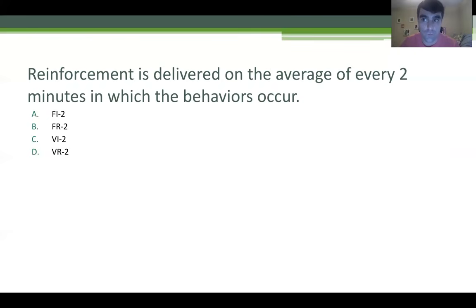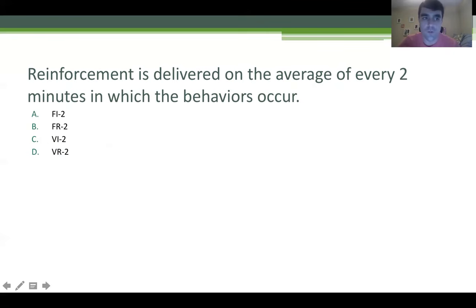We have interval, which is time, or ratio, which is response. What are we looking at here? Minutes, which is time. So we know we're looking for an interval schedule. All right, so stop there. Let's go look. FI2, A, fixed interval. That's an interval schedule. A could be it. B, FR2, not an interval. It's out. C, VI2, interval. Yep. D, VR2. So we've narrowed it down, A and C, right?